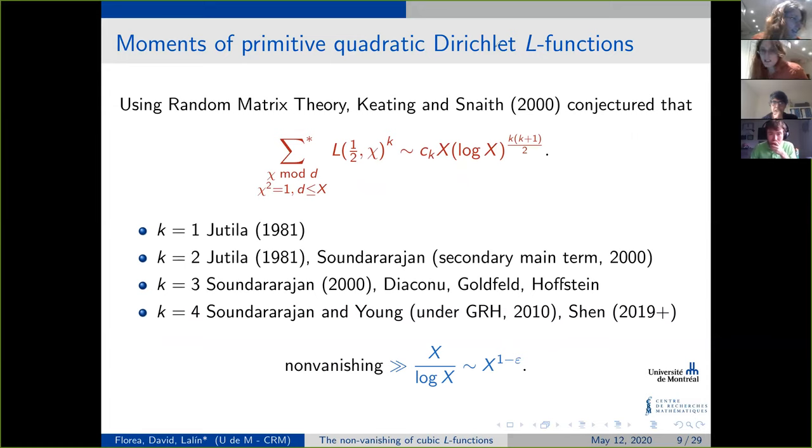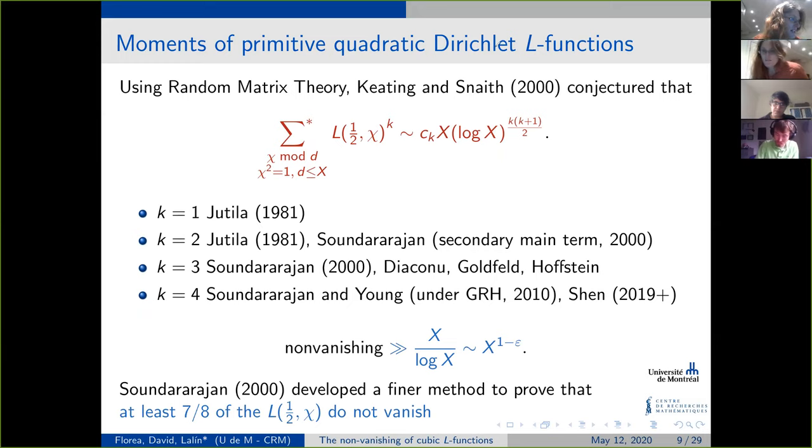Now, with these results, if you plug them into the Cauchy-Schwarz inequality, what you get is that the number of characters that give an L function different from zero is x over log of x. This is good, it means that there are infinitely many. But it also means that as x goes to infinity, the proportion goes to zero, because the total number of characters is like x. So the proportion of characters that you can guarantee are different from zero, divided by the total number of characters, is like 1 over log of x, and so this goes to zero. It's not such a satisfactory result from that point of view.